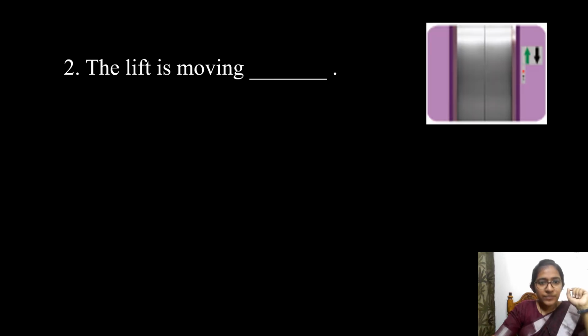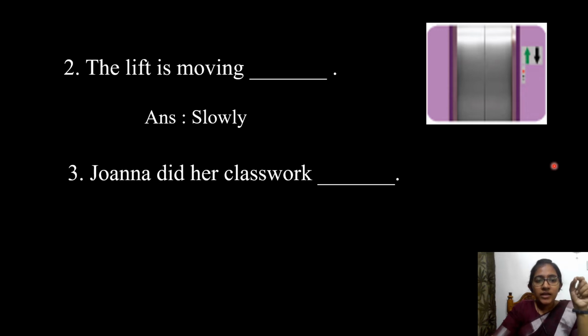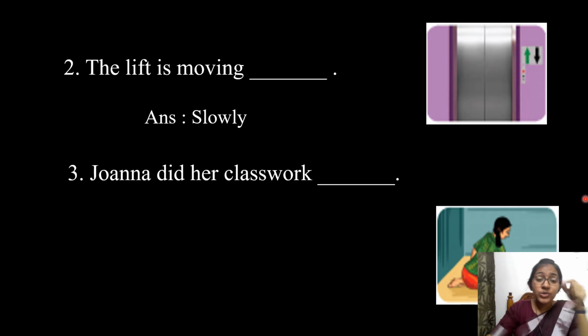The answer is fast. The next one is the lift is moving. Here the lift is also moving, so we can say that it is moving slowly. The third question is Joanna did her classwork. How did she do her classwork? She did her classwork neatly. So it is about the manner, how she did. I think you have to recall it and understand.